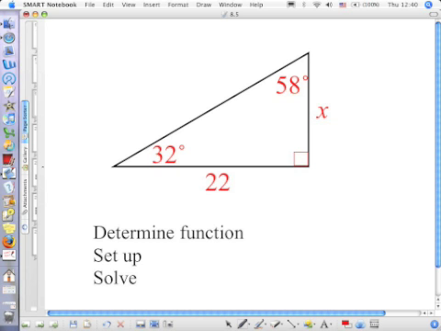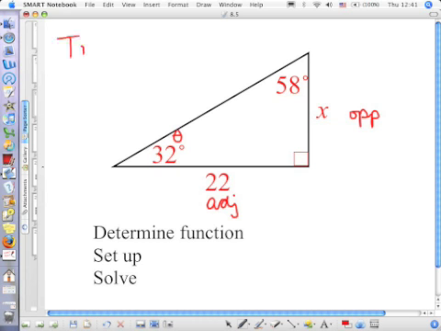I see. So we're just going to choose one of the two acute angles to be theta. Just choose one. Okay, so I'm going to designate this theta. Which means in reference to theta, what is 22? It is the adjacent leg, and x is the opposite leg. Now which function has opposite and adjacent? Tangent. What a coincidence.